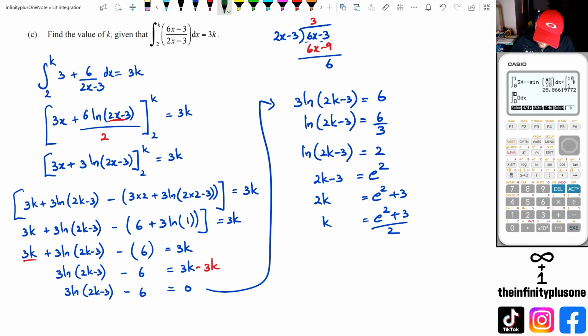Grades wise, correct integral is going to get you an achieved. So achieved is there, and then the final answer is worth a merit. I know it seems like a lot of work for a merit, but it's just substituting things there. All right, let's go to question D.